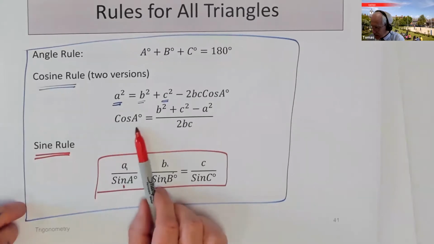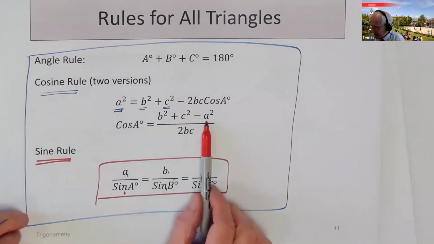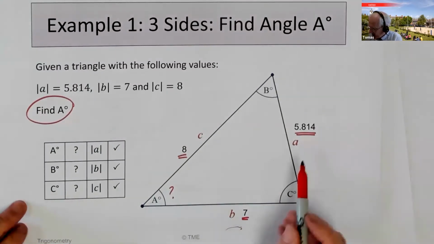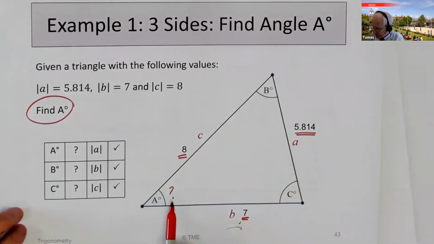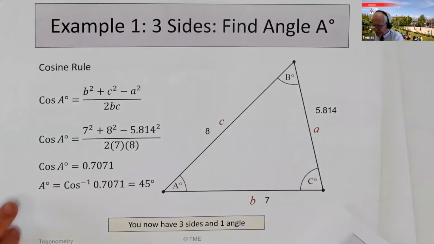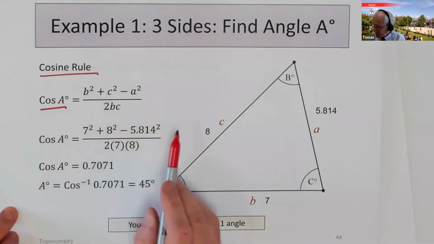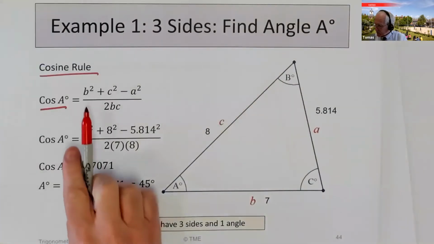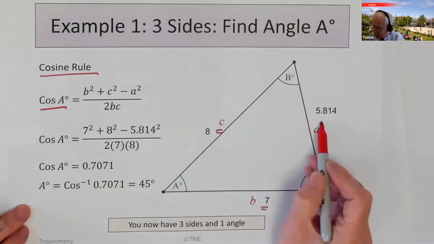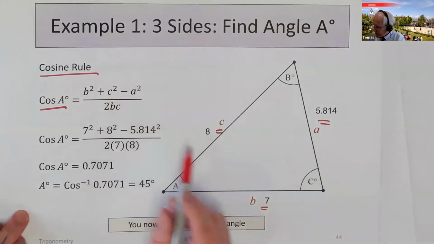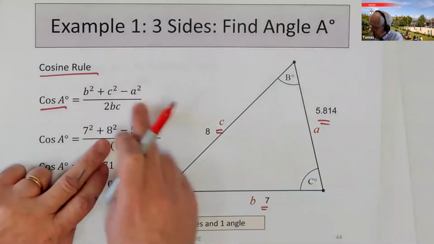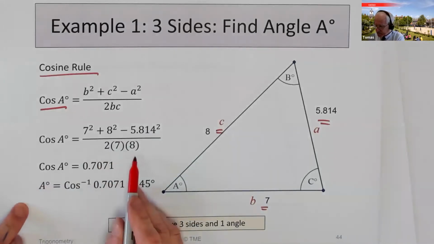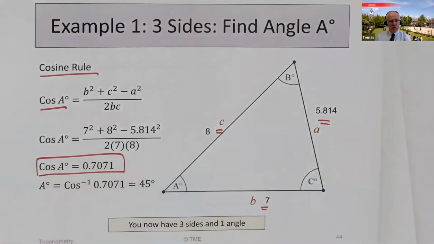The third one, cos A, says if I know the three sides A, B, and C, I can find cos A. So this looks promising. I won't find A, but I'll find cos A. So cos A is, again from the tables, B squared plus C squared minus A squared over 2BC. So I just fill in the numbers. B was 7 squared, C was 8 squared, A was 5.814 squared over that. So I find cos A is 0.7071.